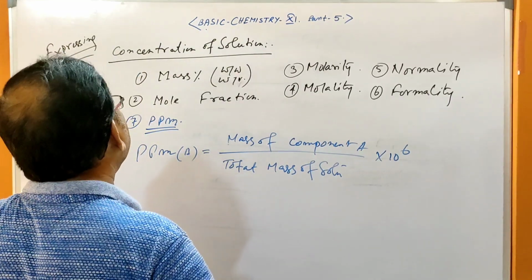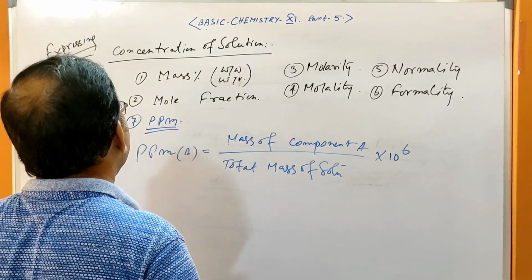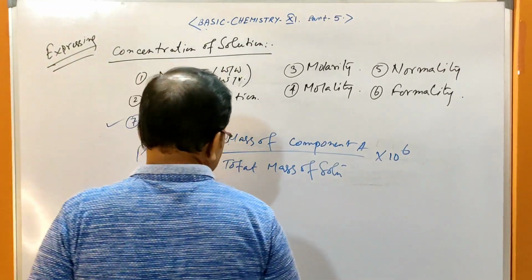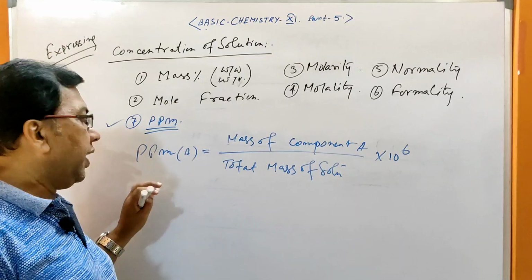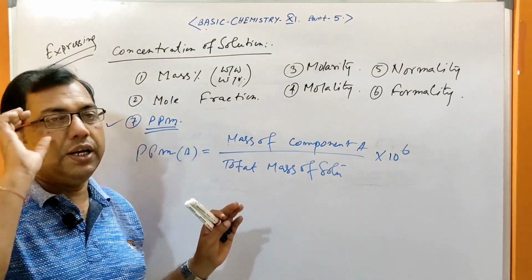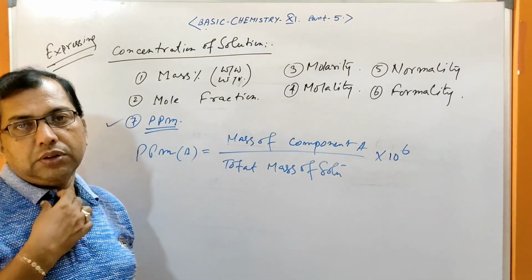If a sum is given, the mass of a solute is 15 ppm. What does it mean? What is the question? We have to look at the question.